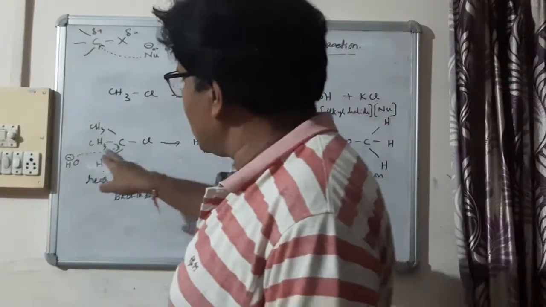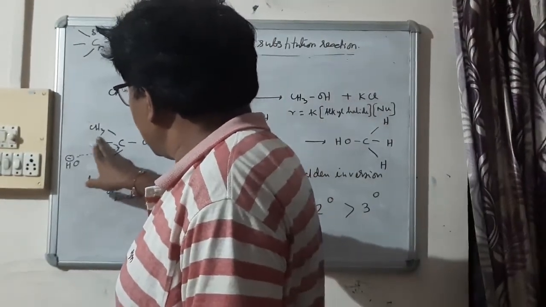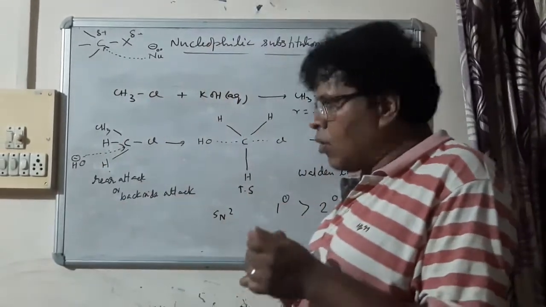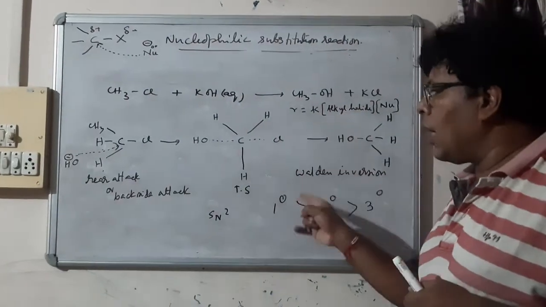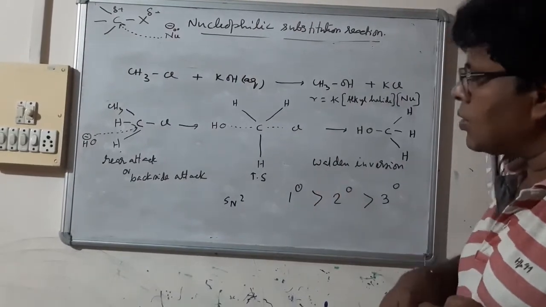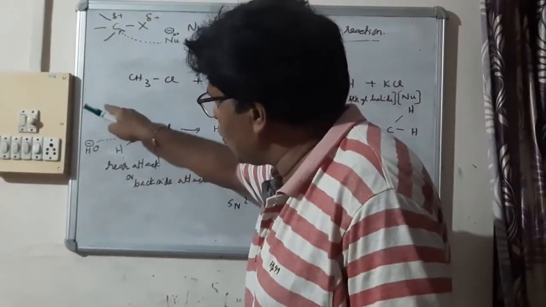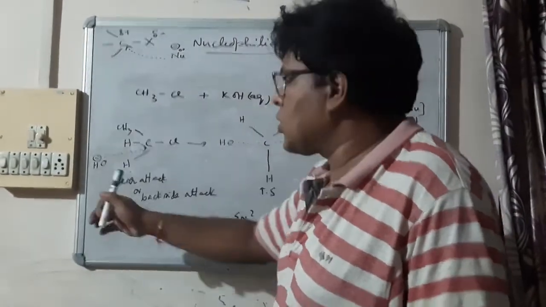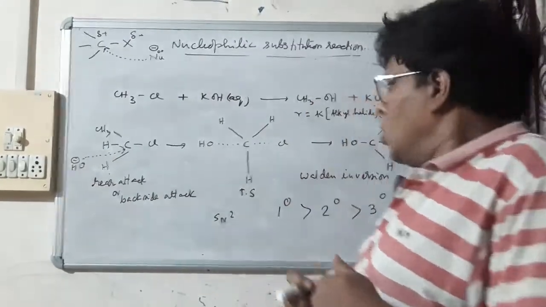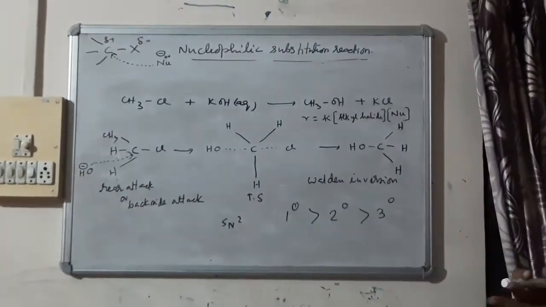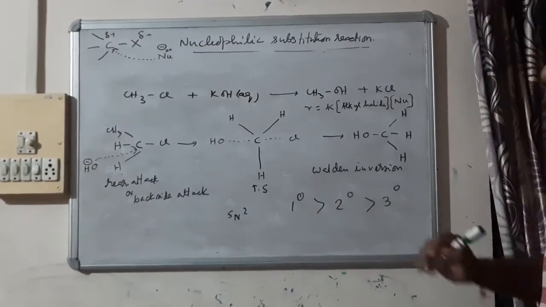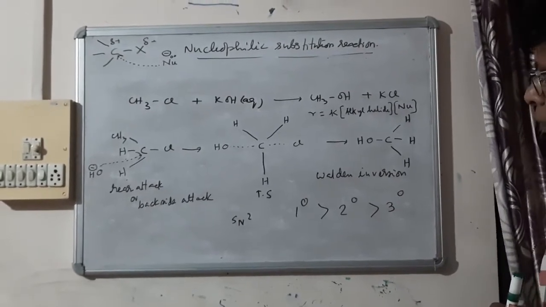And if it is 1 degree, this is our 1 degree halo compound. So why does a 1 degree halo compound react easily, or best, by the SN2 mechanism? It is because when it is 1 degree, there is only one big alkyl group, so this nucleophile can easily come and attack. That is the reason why, through the SN2 mechanism, the reactivity order is 1 degree greater than 2 degree greater than 3 degree. That we must remember.